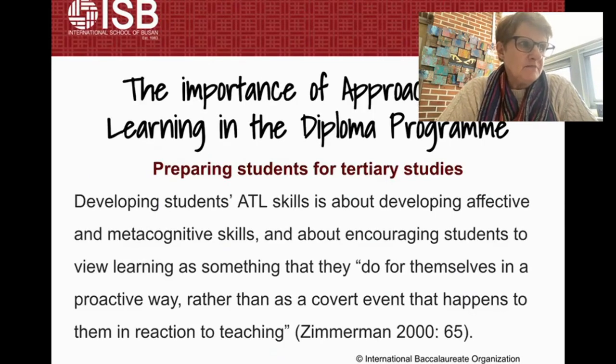Students will need to be much more independent learners when they are at university. They need to learn actively and take responsibility for their learning. As Barry Zimmerman's self-regulated learning model attests, developing students' ATL skills is about developing affective and metacognitive skills, and about encouraging students to view learning as something that they do for themselves in a proactive way, rather than as a covert event that happens to them in reaction to teaching.